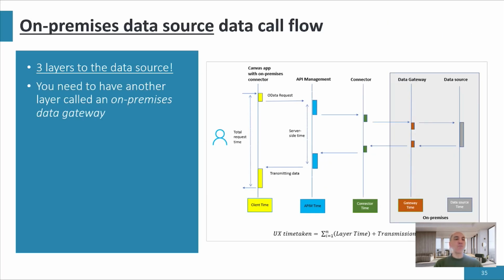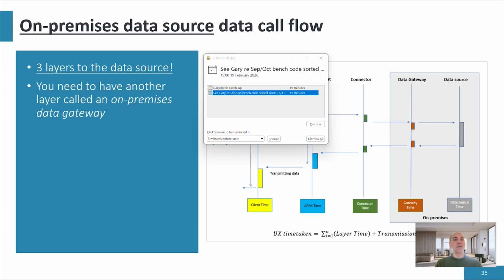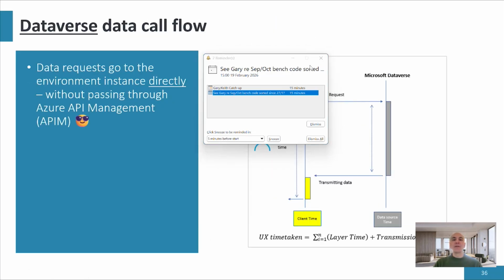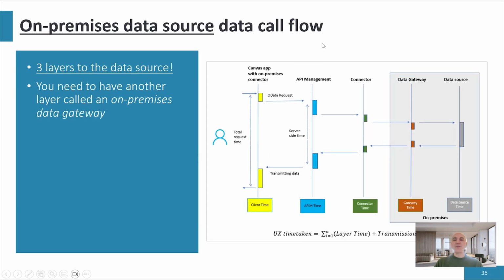Now, the second one, the on-premises data source, again on your local network, has another layer. It's got three layers because we go through API management, or APIM, and the connector. But then we need to go through a data gateway to translate that cloud to local network traffic and all the security with it as well. So we've got three layers to make the request and the response. Again, it's going to add a bit more delay to getting the data.